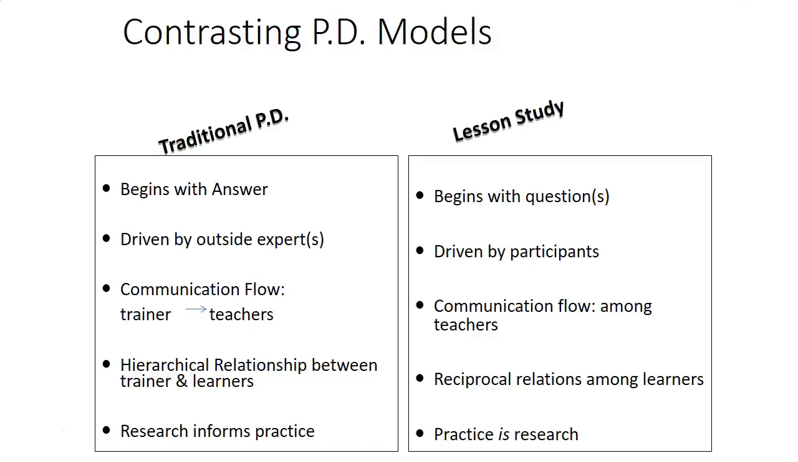So if we've all had training before, there's a reason and a rhyme and a reason why we have certain types of training. It's not this is better than that, but this is different than that. So traditional professional development, as you can see, the bullet points on the left begins with an answer driven by an outside expert. Communication flow is often a trainer to the teachers. Because of that, there's a hierarchical relationship between a trainer and the learner. Like, oh, they know more than me, so please feed me and dump all this knowledge in my brain too. And then the research informs the practice. So there's definitely many valuable training experiences I've had that have fit this format, and I've been able to make this application in my own classroom and make it work.